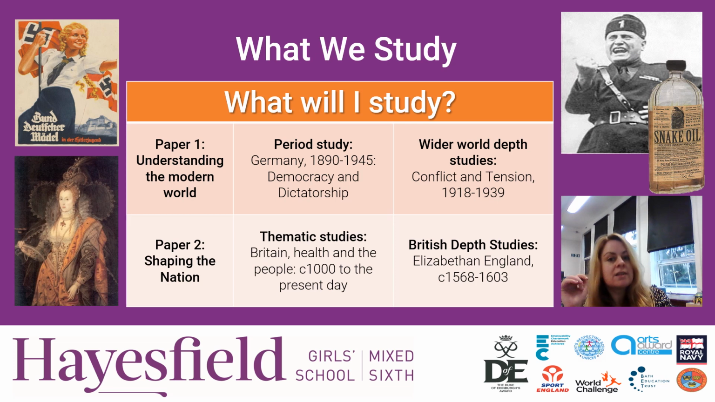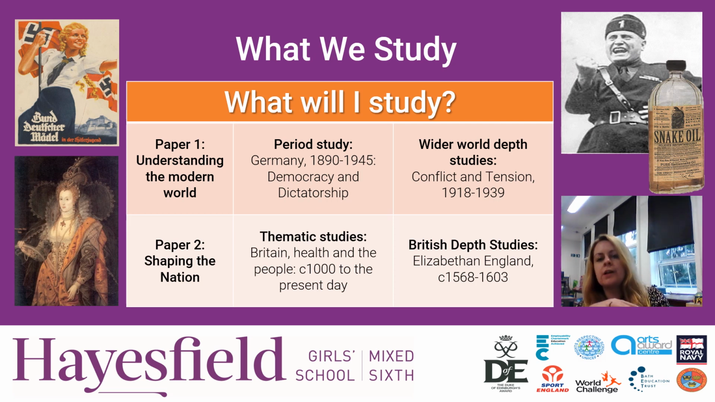So we do a period study on Germany. So we look at pre-World War I, we look at Kaiser Wilhelm II, we look at how he's related to the British royal family, we look at some of his very strange characteristics and the way he behaves and the way that he takes Germany into World War I.